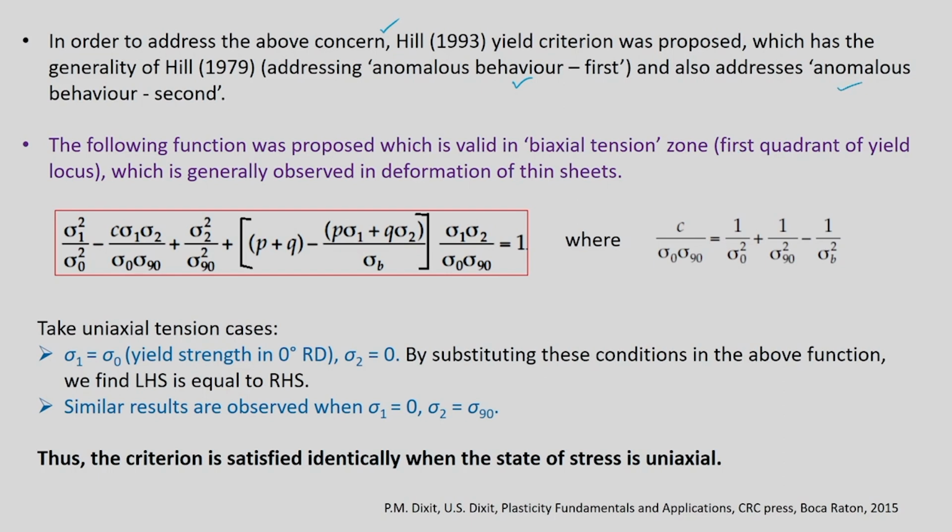With that, Hill 1993 was first proposed in the biaxial tension zone. Biaxial tension zone means the first quadrant of your yield locus, this quadrant, with sigma 1 and sigma 2, where the biaxial tension comes into the picture. Then this particular equation was proposed. You can just look into this equation.